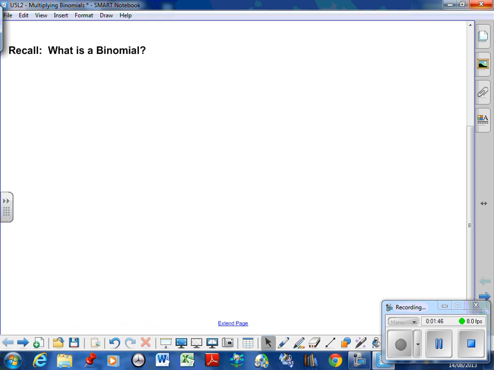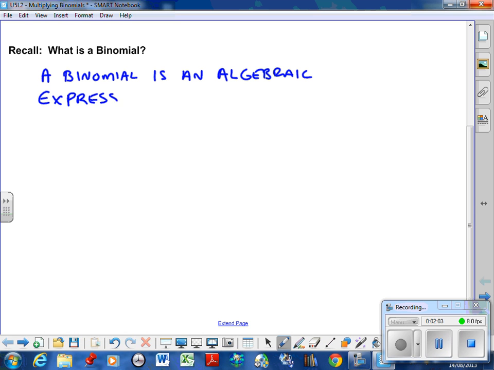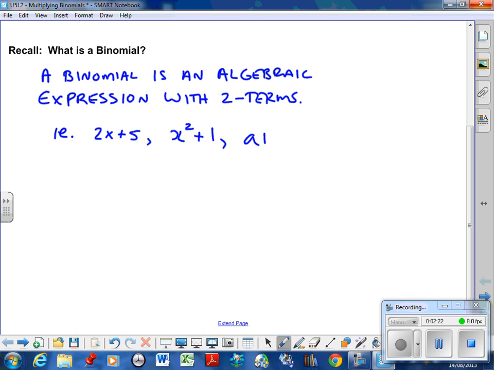Just as a refresher, what is a binomial? A binomial is an algebraic expression with 2 terms. So for example, 2x plus 5, x squared plus 1. Anything that has 2 terms is what we call a binomial. It could be a plus b. So that gives you a feel for what we're talking about.